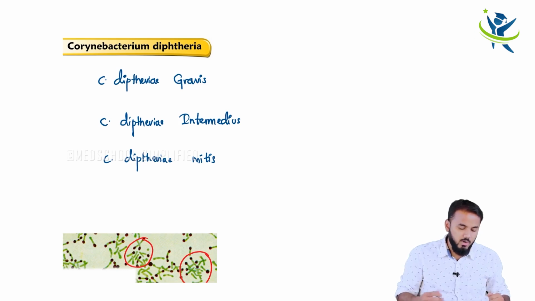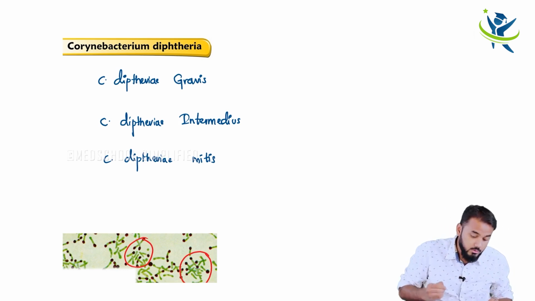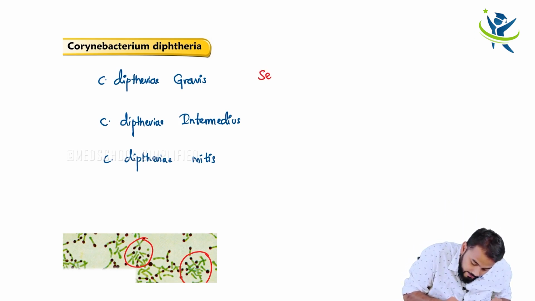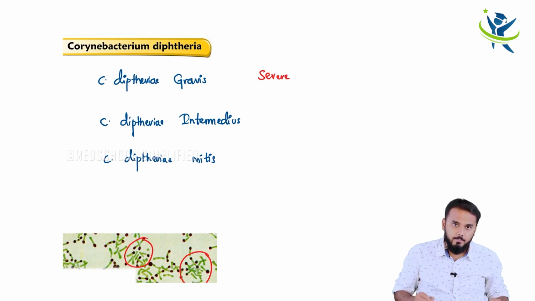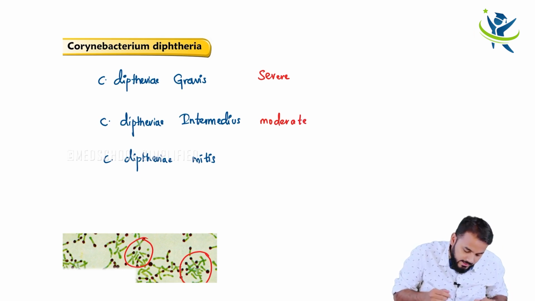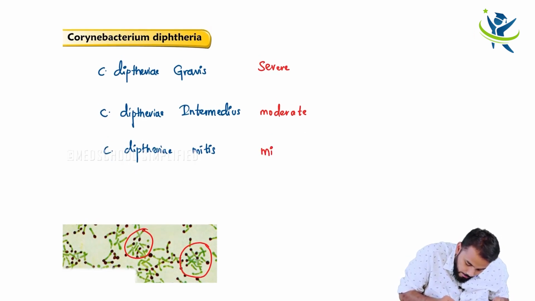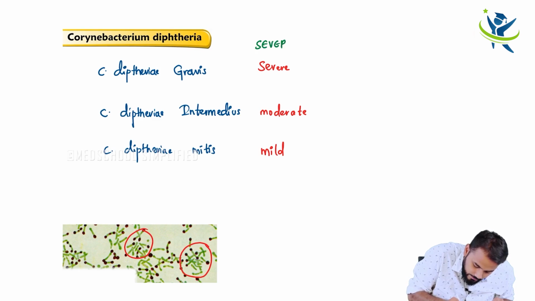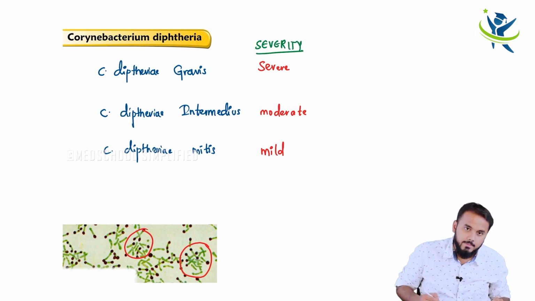Now, if you ask me what is the importance of this, out of these three, Corynebacterium diphtheriae gravis is the most severe form. The next one is moderately severe, moderate severity, and the final one has got mild severity. So if you want me to judge them based upon the severity, this is the thing, right?